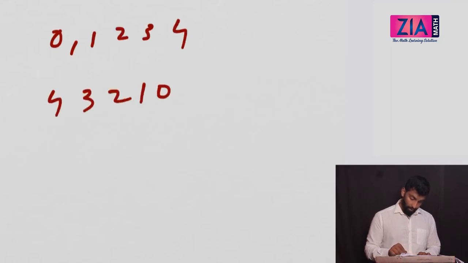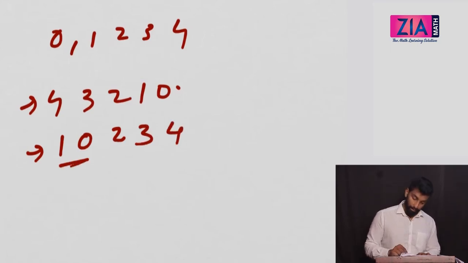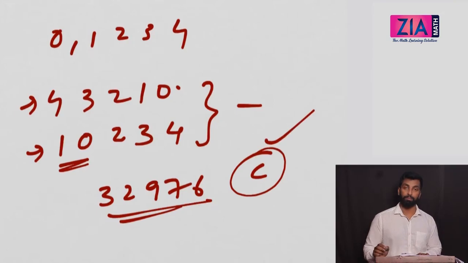Here the maximum value which can be made with these 5 numbers 0, 1, 2, 3, 4 is 4, 3, 2, 1, 0, right? And the minimum value which can be made is, if you write in the reverse way, 1, 0, 2, 3, 4. You cannot start with 0, right? So that's why only this is a change which you need to understand, right? Now what you need to do, you just need to take the difference, right? So what you get? 32976, and you'll mark C as your answer.